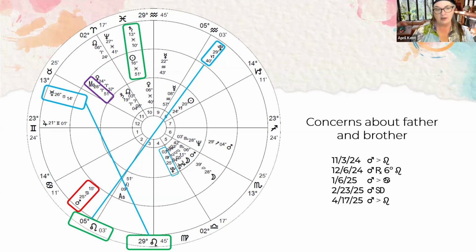So it's not the mother, but I think it probably is the father, because the progressed IC would be exactly opposite that at 28°51' Libra. That will change signs into Scorpio. So I have to suspect 2027 is when that happens. And he's not getting any younger. So I think that's what's going to happen there.